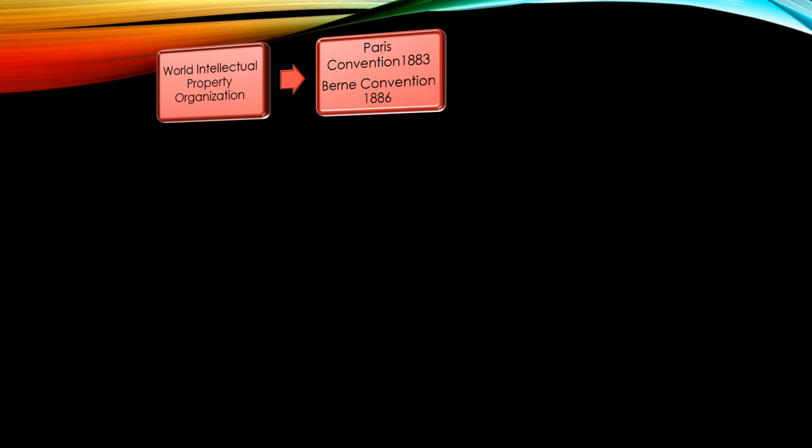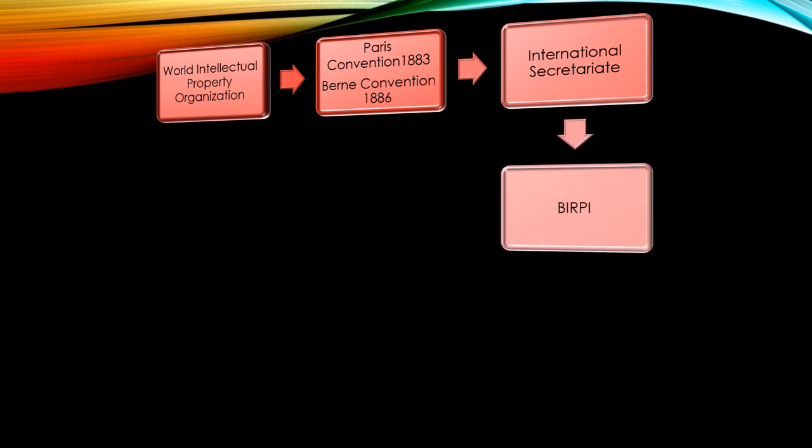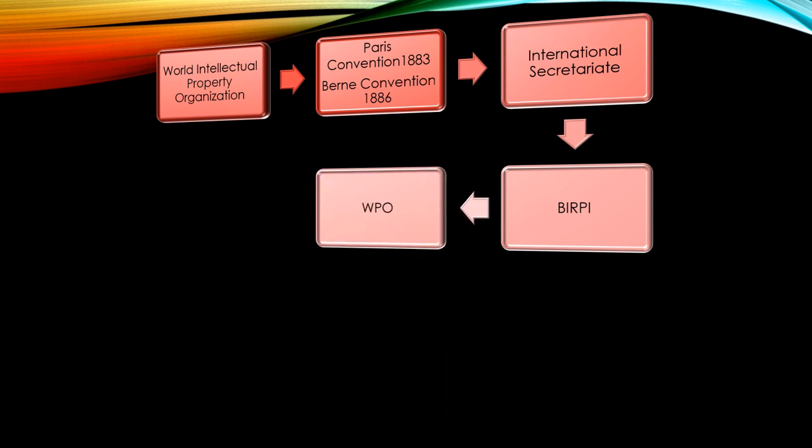Both these treaties had some reference or had an idea to create an international secretariat, for the implementation of intellectual property rights universally. And what happened? This international secretariat later formed an organization called BIRPI, which later became WIPO, the World Intellectual Property Organization. Okay, it is WIPO, World Intellectual Property Organization.